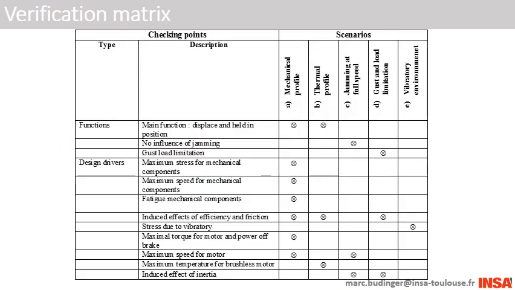To be sure that all of the design criteria are covered, we can use a verification matrix listing on one side the global functions of the system and the design criteria of the components, and on the other side the different design scenarios. Each line must be linked to at least one scenario.